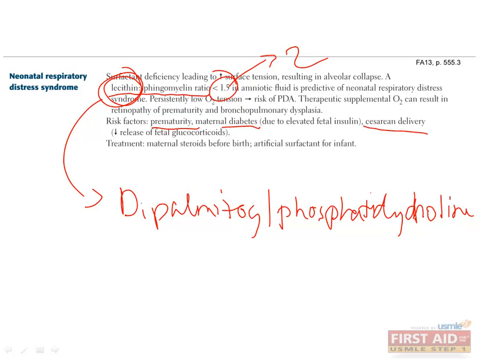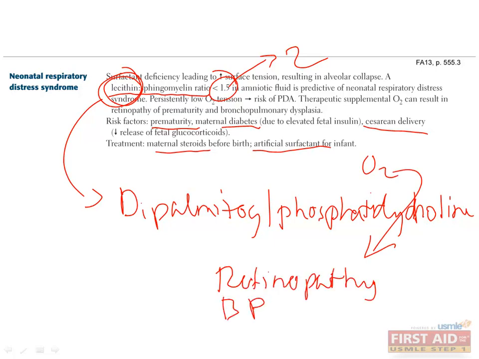Treatment interventions include maternal steroids before birth to accelerate lung maturity, intra-alveolar administration of artificial surfactant after birth, and CPAP or intubation with oxygen. However, too much oxygen in the perinatal period can lead to complications such as retinopathy and bronchopulmonary dysplasia.